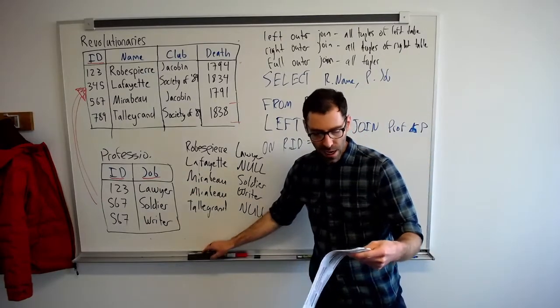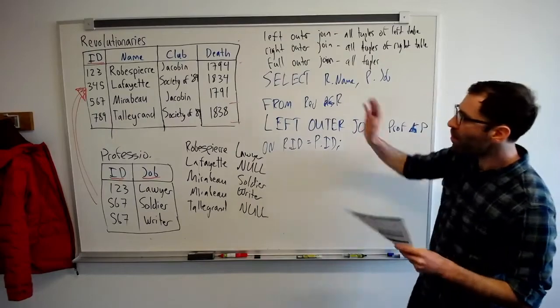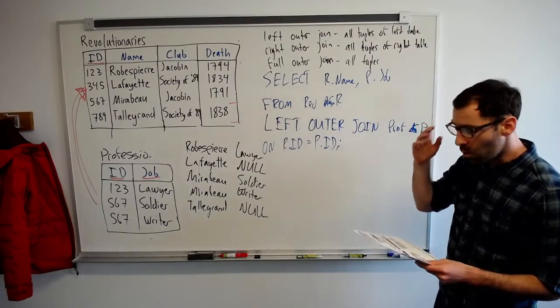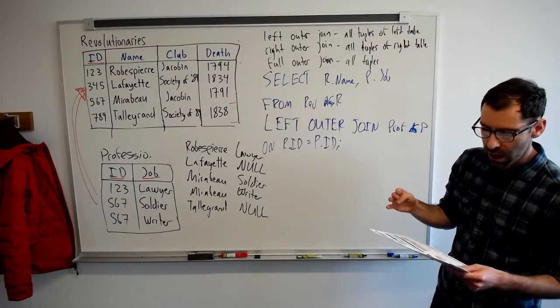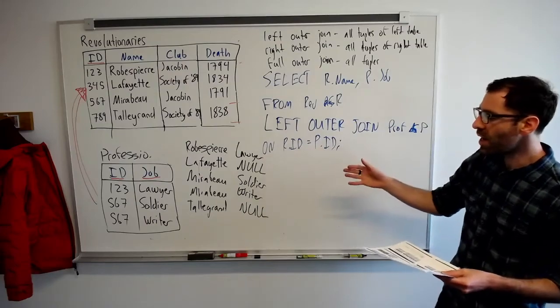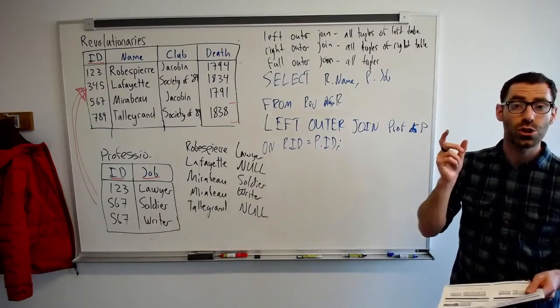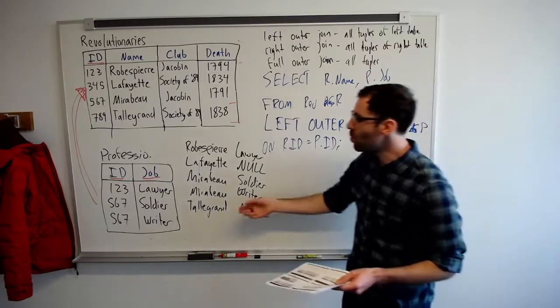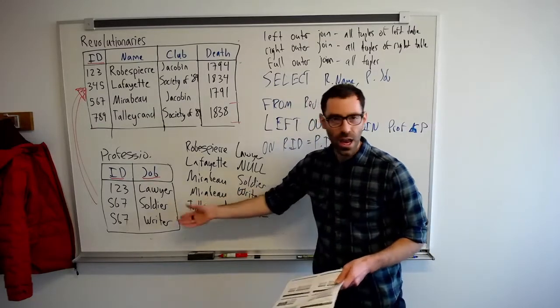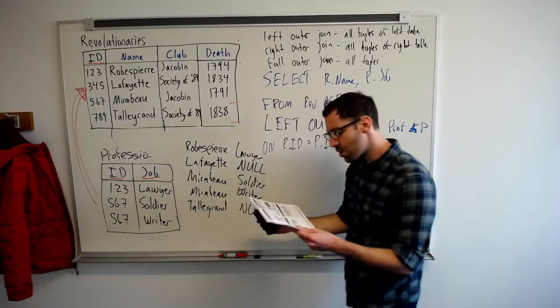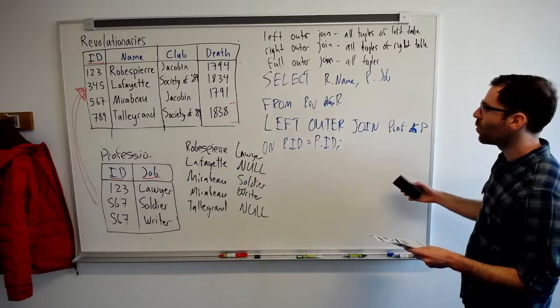All right, the last kind of problem that we're going to look at how to solve with SQL is what if we wanted to find all people with two particular jobs? So we want everyone who was both a soldier and a writer in this case. So let's think through how we might attempt this.